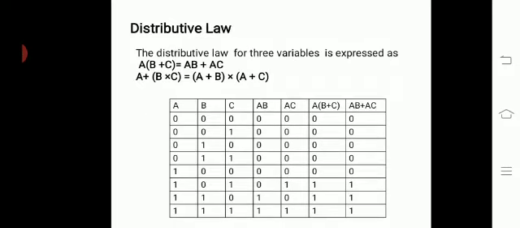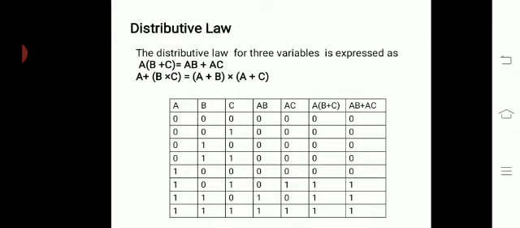Distributive law. The distributive law for three variables is expressed as A into B plus C equals AB plus AC. Another one is A plus B into C equals A plus B into A plus C. This is the distributive law.